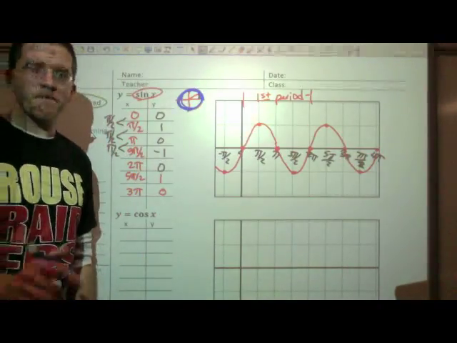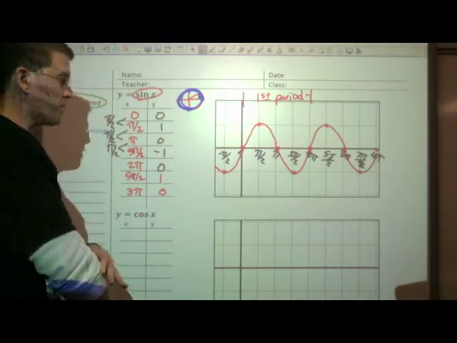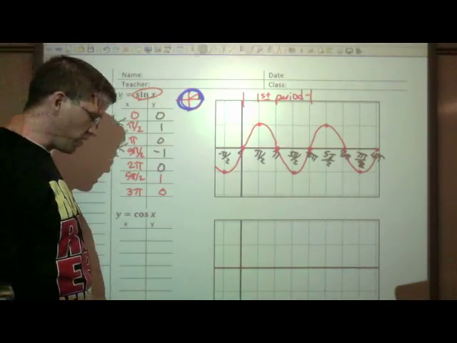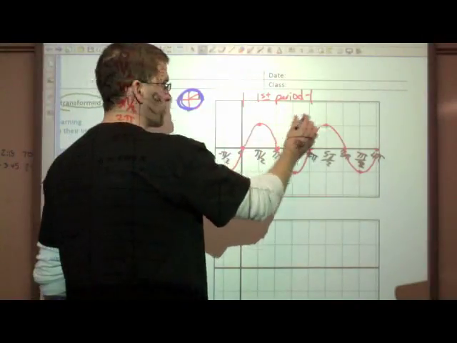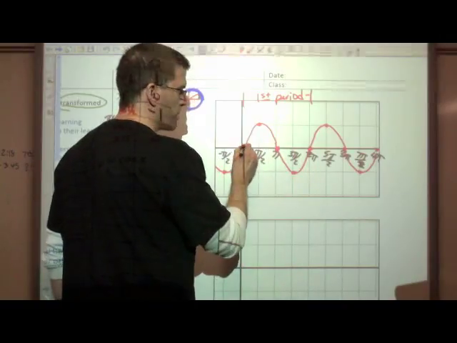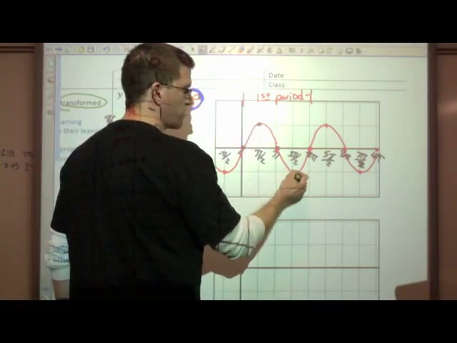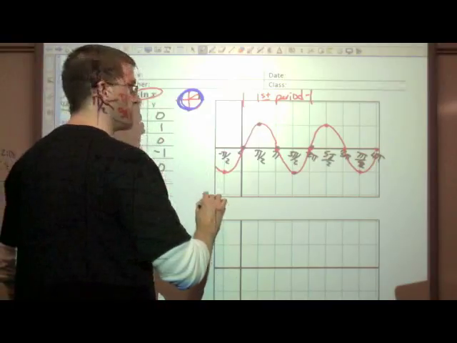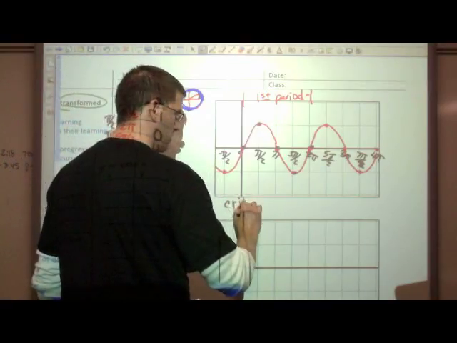That's it for sine. Now it just comes down to making sure that you notice some things. Note that the period occurs between 0 and 2 pi, the first period. And these are called the critical points. Critical points. In fact, let's write that here.